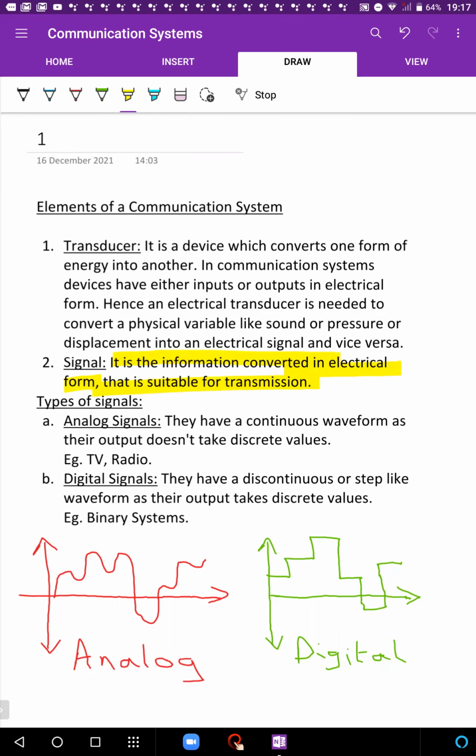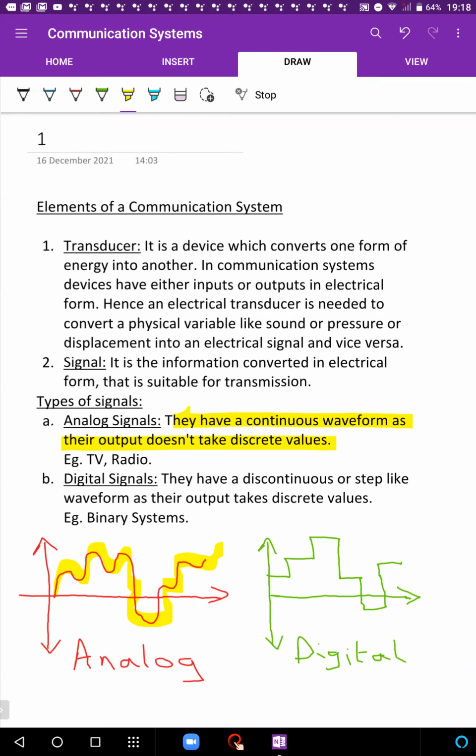Okay, then there are two types of signals. One is an analog signal and the other is a digital signal. So the basic difference is analog signals have a continuous waveform. They can take all values, they're like real numbers. Okay? They can take all values and they have a continuous waveform. Whereas their output doesn't have to take specific discrete values. They can take all values.